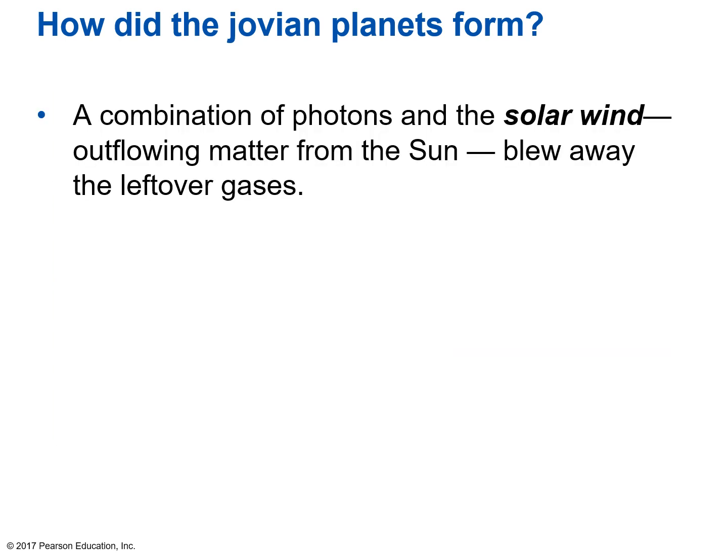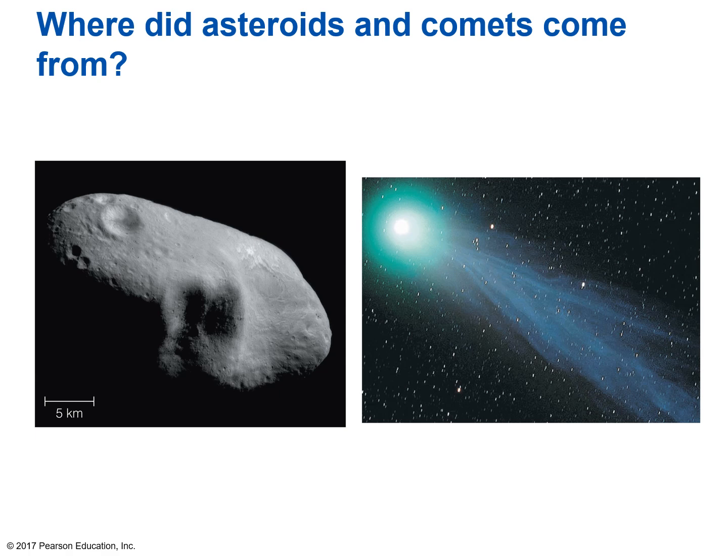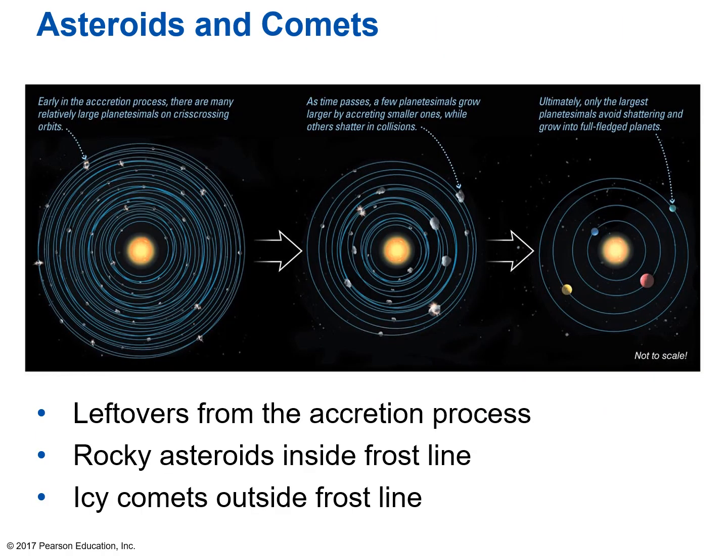A combination of photons and the solar wind, which is outflowing matter from the sun, blew away the leftover gases. And now we look at the question, where did asteroids and comets come from? Remember back a few slides ago, I showed you this picture, the accretion process, explaining how planets formed. Asteroids and comets are just leftovers from the accretion process. They're just objects that didn't quite become big enough to become planets.